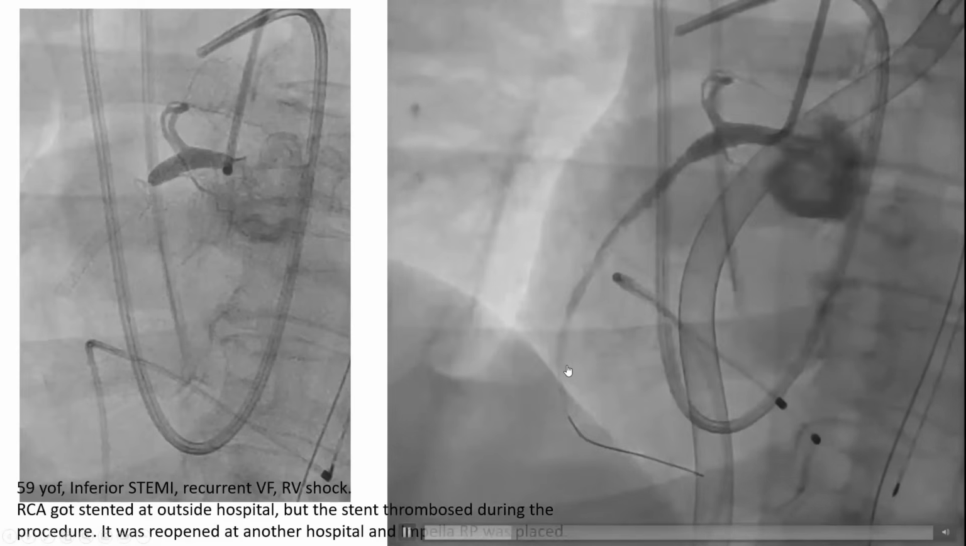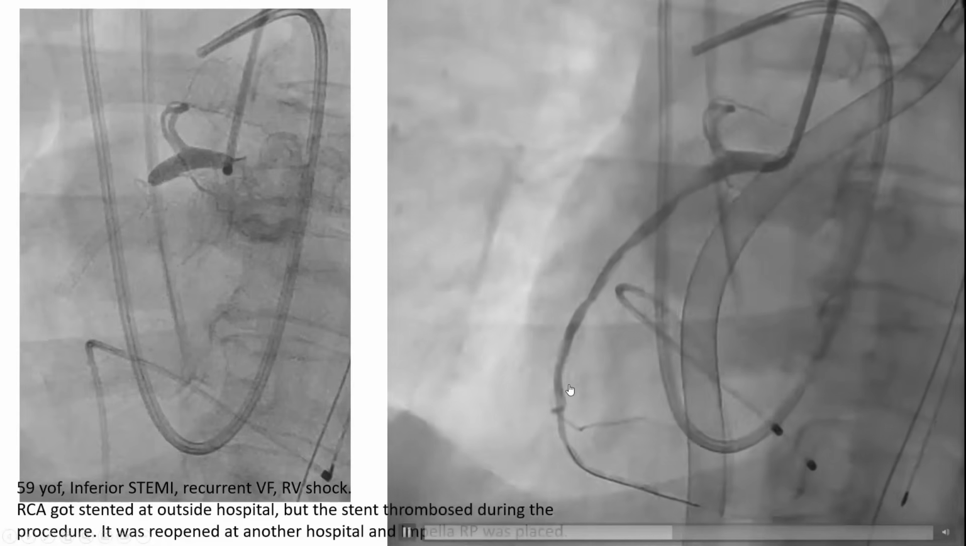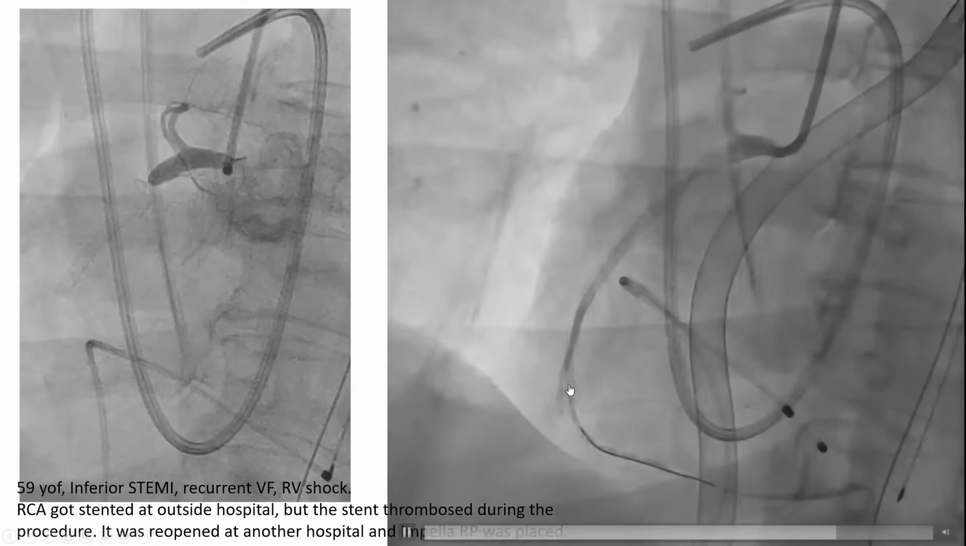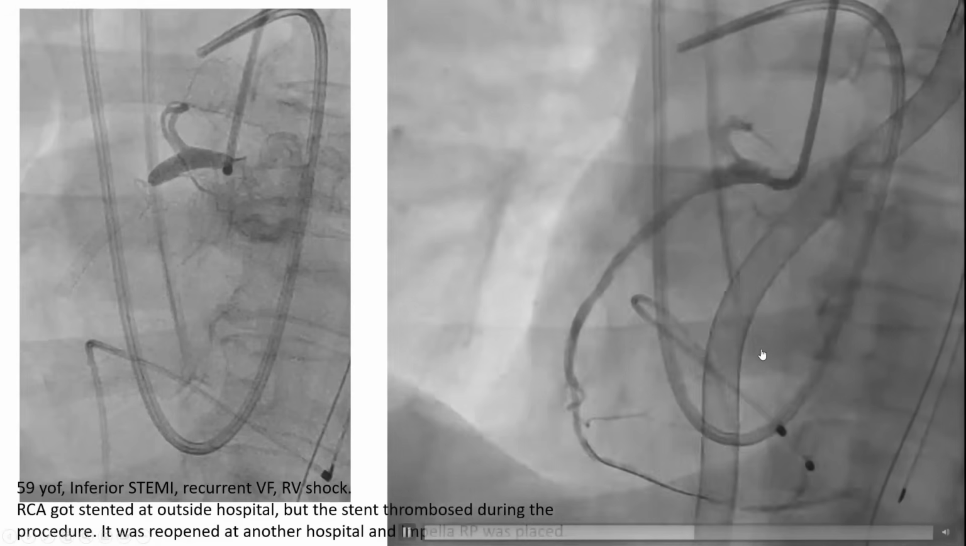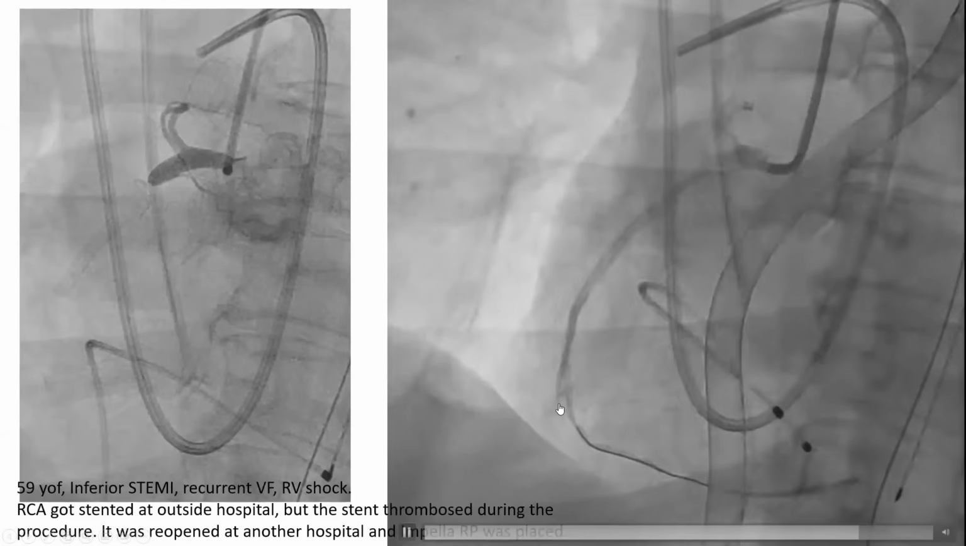And actually the late filling shows you. This was probably missed, but you see late filling here? This is where the true RCA lies. Look again at this point. You see that?